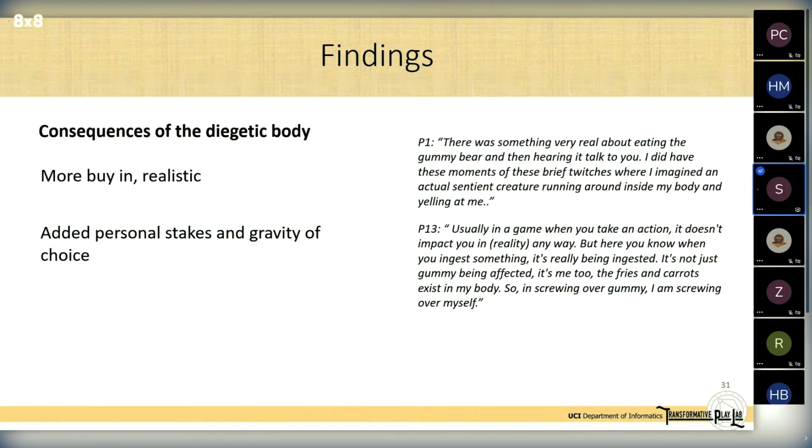People also said that their personal stakes in the story were increased, increasing the gravity of the choices that they made. So one of them said, usually in a game, when you take an action, it doesn't really impact you in reality in any way. But here, when you ingest something, it's really being ingested. It's not just Gummy being affected, but it's me too. The fries, the carrots, they all exist in my body. So in screwing over Gummy, I'm screwing over myself. And I think this really speaks to the power of diegetic interfaces because now something of you is a part of the story world, and that increases the stakes.